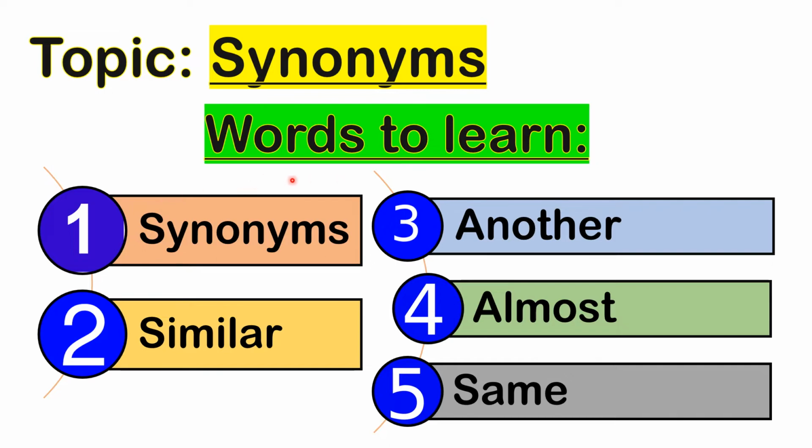Again, let's repeat from numbers 1 to 5. Number 1, synonyms. Number 2, similar. Number 3, another. Number 4, almost. And number 5, same.